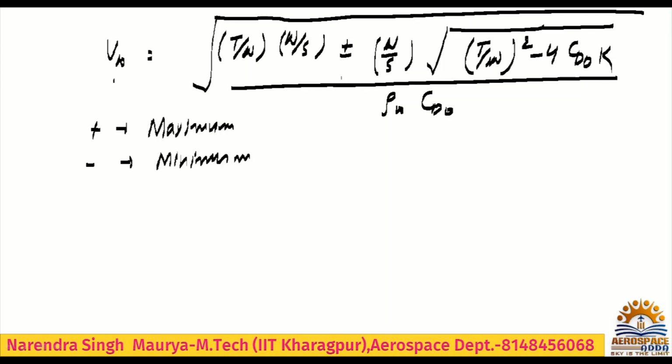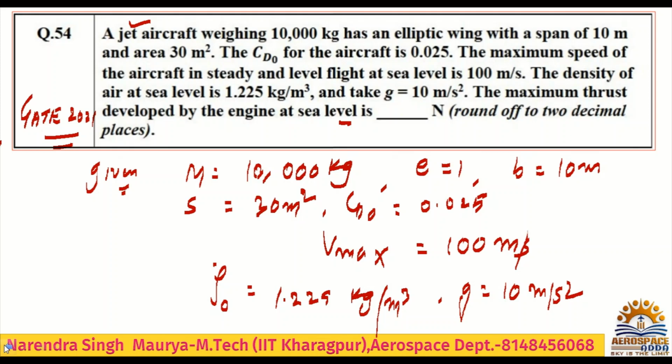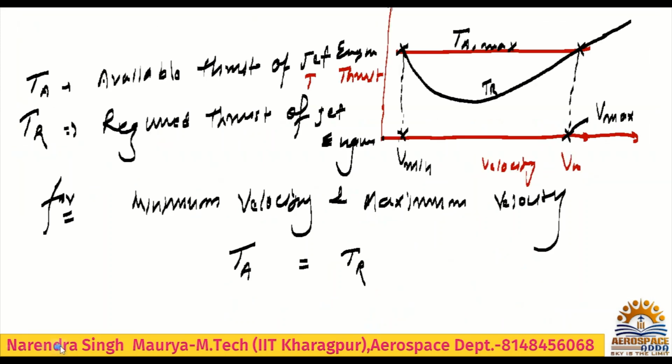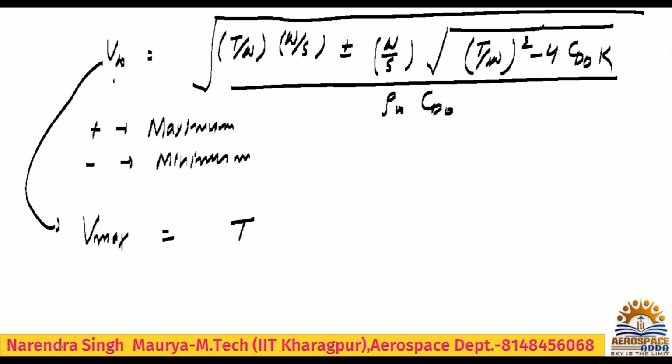Here they have given plus for maximum velocity, so you can write V infinity as V max is equal to thrust. This is the required thrust, but if you are talking about maximum or minimum velocity, then this required thrust you can consider as available thrust. What they are asking in the problem, the maximum thrust developed by the engine, means maximum thrust available in the engine. Develop or available meaning is the same. They are not saying required, even though available or required will both be the same, so any statement they can use, no problem.